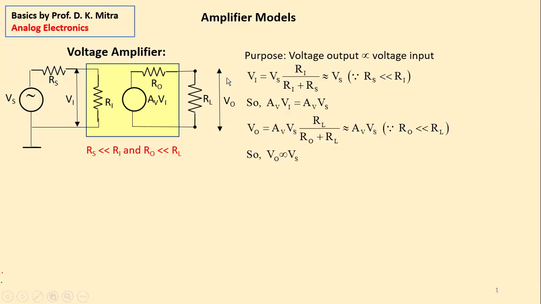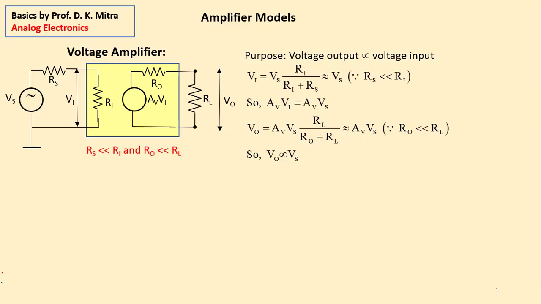Then, what is the value of VO? VO is this voltage AVVS divided by RO plus RL, and that multiplied by RL here. Once again, RO is much smaller than RL. If RO is much smaller than RL, then this factor gets almost equal to 1. So this becomes equal to AVVS. So what do we get? VO is equal to AVVS. That means VO is proportional to VS.